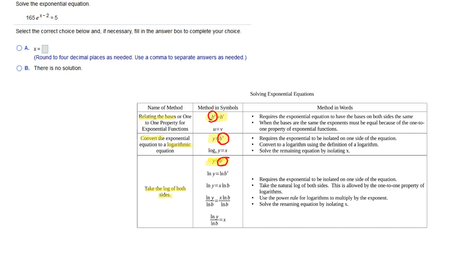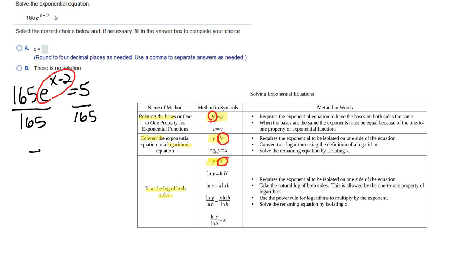In the example that we have, 165 e to the x minus 2 equals 5, the exponential part, which is this part right here, you can see is not by itself. So we have to start off by isolating the exponential. So we're going to divide both sides by 165. That gives me e to the x minus 2 equals 1 over 33.